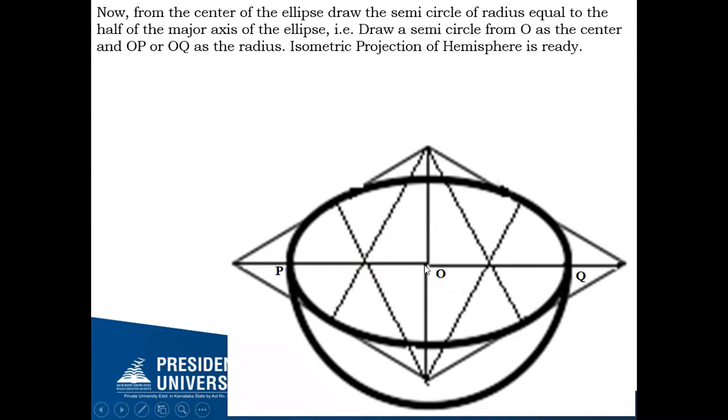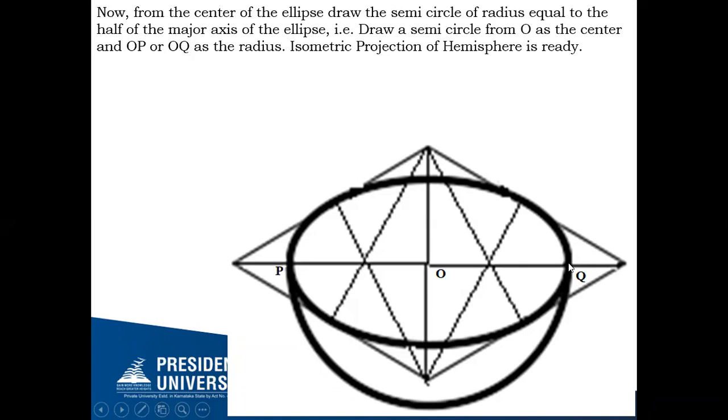I'll call the center O, for my reference, just to explain to you. And then you take this O as the center, either OP or OQ as the radius, with the help of your compass. So you can place the pointer of your compass here and the pencil either here or here, taking O as the center. Once again I'll repeat it, OP or OQ as the radius.